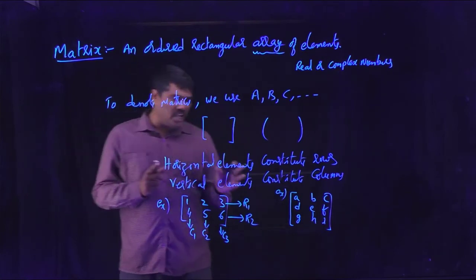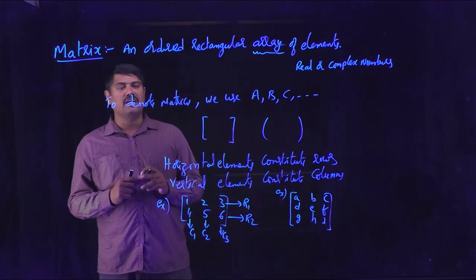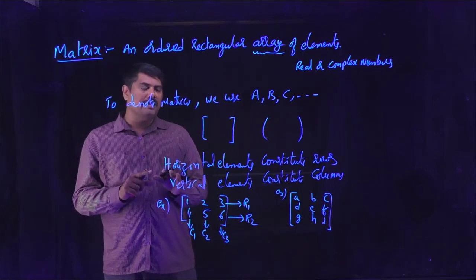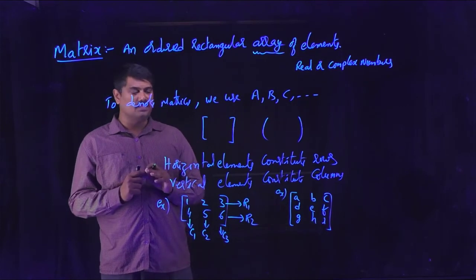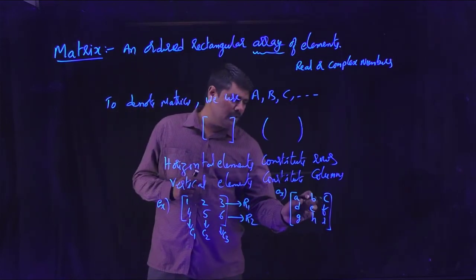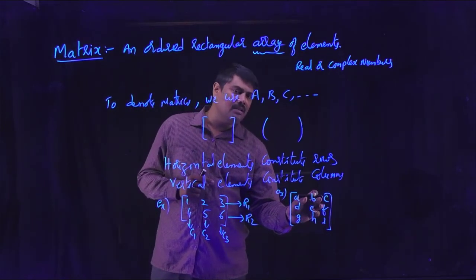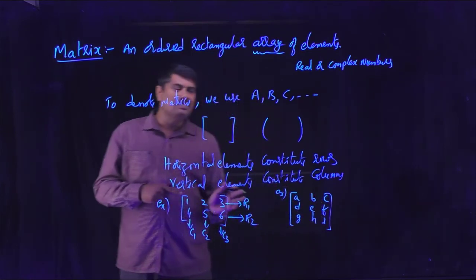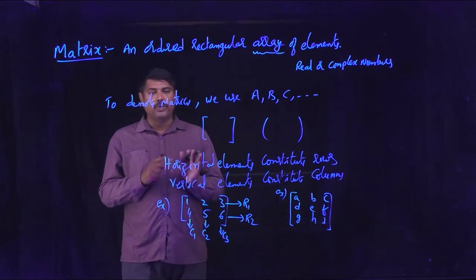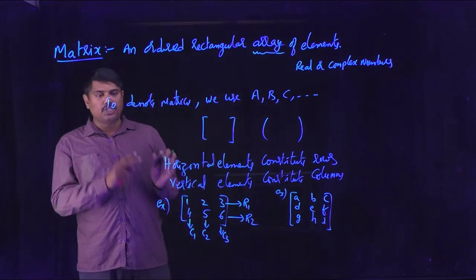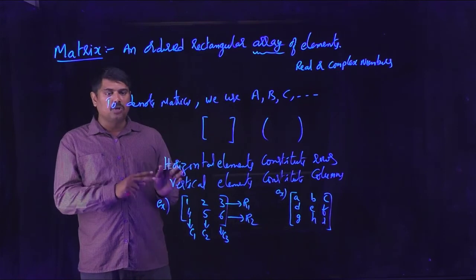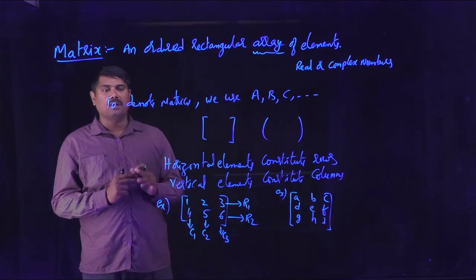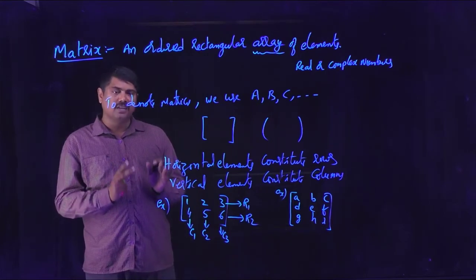In such an arrangement, you should follow a condition. How many rows you consider, each row must contain an equal number of elements. Let me explain here. In the first row, how many elements are there? 3. Second row also 3. Third row also 3. That means each row we consider must have an equal number of elements, as well as an equal number of elements in the columns also.